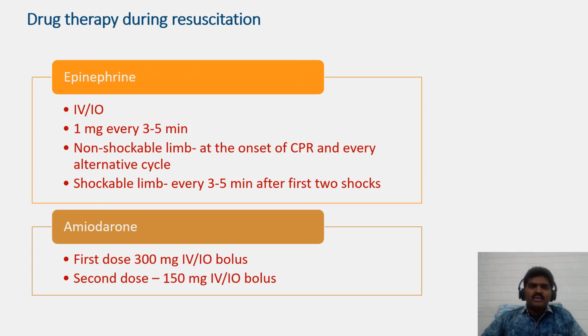During therapy, as I told earlier, epinephrine and amiodarone: epinephrine 1 milligram IV or IO every 3 to 5 minutes. Amiodarone, you can give 2 doses: first dose 300 milligrams IV or IO bolus after 3 shocks, and second dose of 150 milligrams IV or IO bolus after 4 shocks.